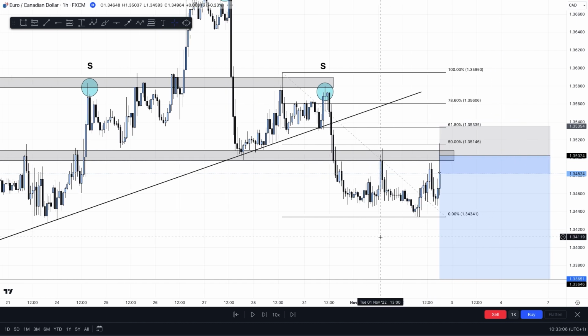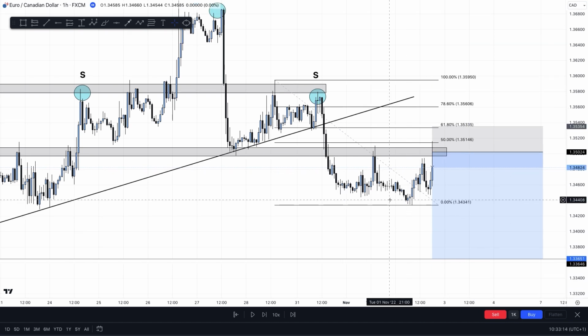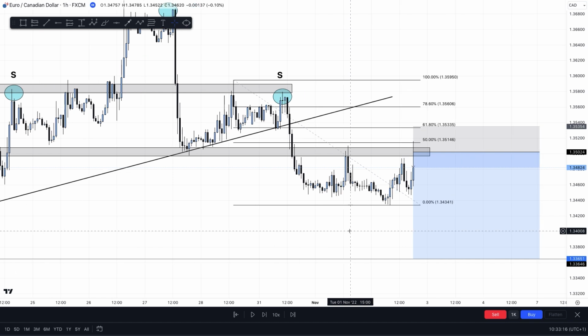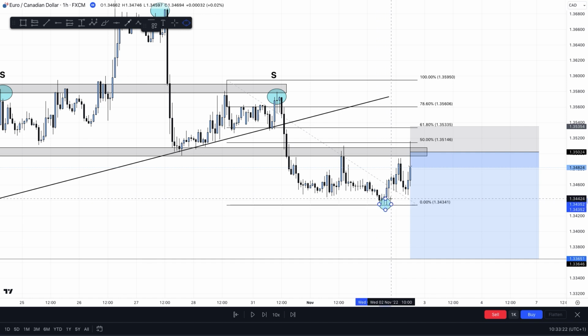And how are we going to manage this trade now? So once we're in, as you can see, we'd be in profit pretty much straight away. How am I actually going to look to manage this trade? And I'll tell you about that now. So once price breaks this low point here, once we break this low point, that is when I will look to trail my stops to break even.